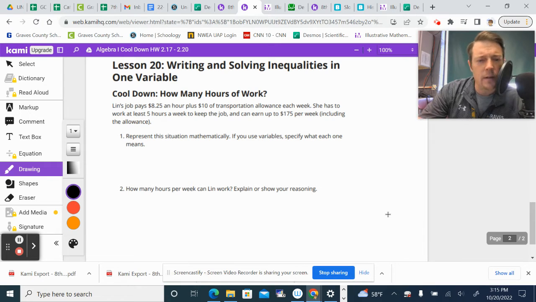But lesson 20, we are writing and solving inequalities when there's one variable. All right, so let's look at this problem and see what's happening. We got Lynn. She's got a job that pays $8.25 an hour plus $10 for transportation allowance each week. She has to work at least 5 hours a week to keep the job and can earn up to $175 per week, including the allowance. Represent this situation mathematically. If you use variables, specify what each one means.